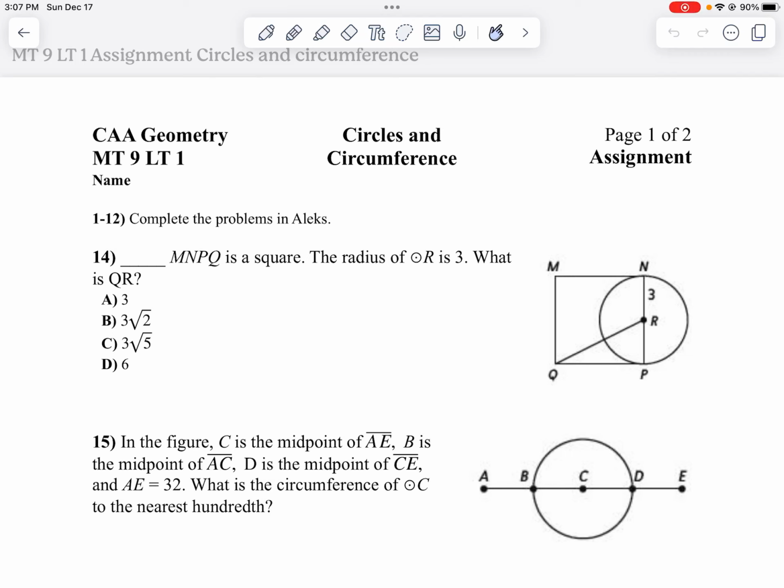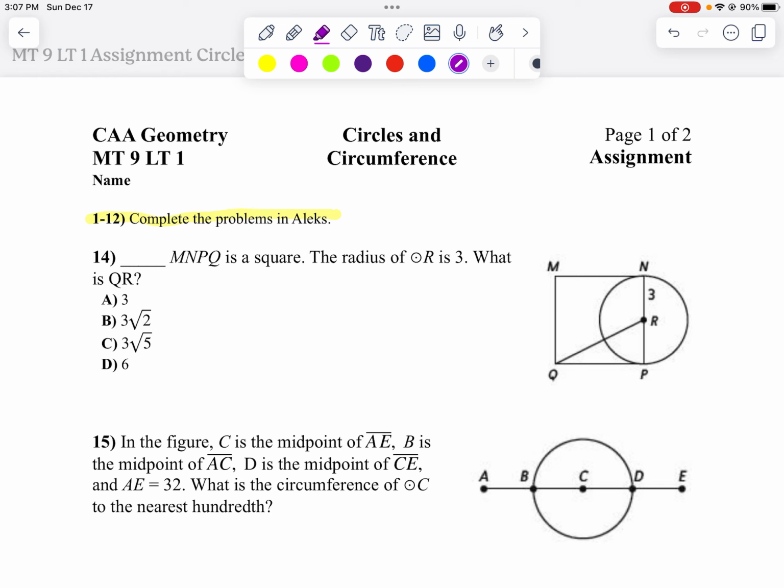Hey, let's review your MT9 LT1 assignment. Whether you do it before you do your paper problems or after, do the first 12 questions in ALEKS. On question 14, we're told it's a square.